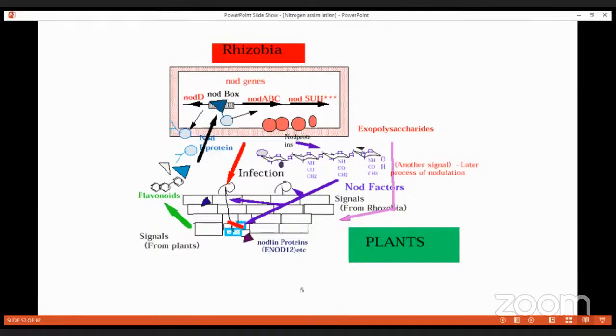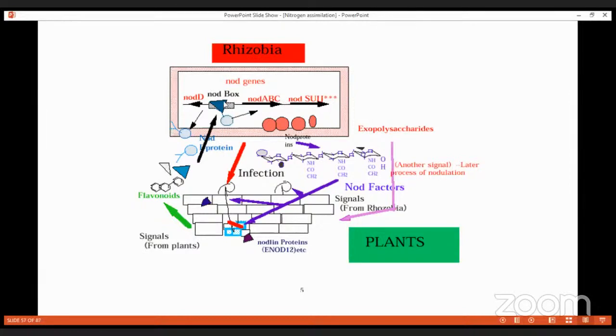This part we have already covered, but this is the pictorial representation of how the NOD box is activated. NOD is the primary gene. It activates the NOD box where NOD factors will be recognized. Here the plant is producing flavonoids that are recognized by NOD. NOD interaction happens, NOD activates the NOD box. NOD factors will go and they will start forming the root hair.